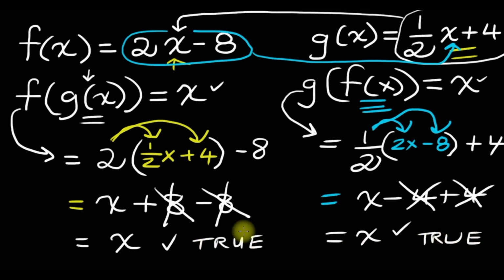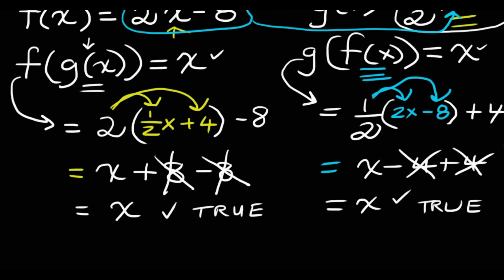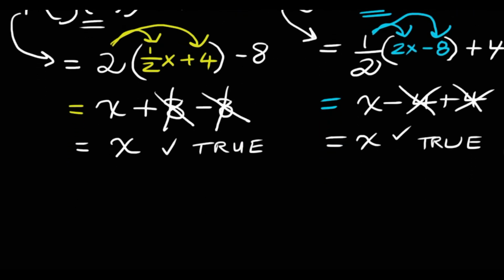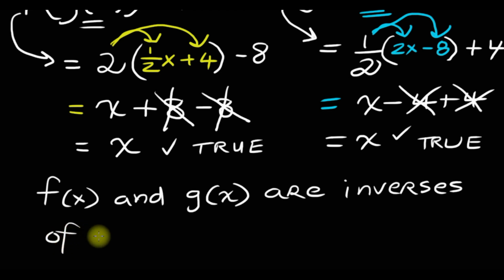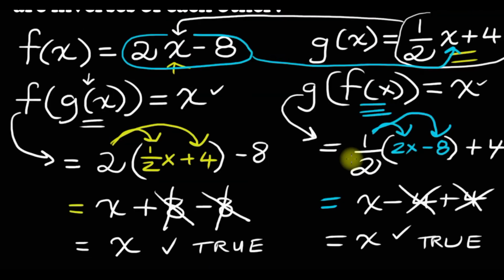So because they both came out true, you can say that f of x and g of x are inverses of each other. So that's how you show that two functions are inverses.